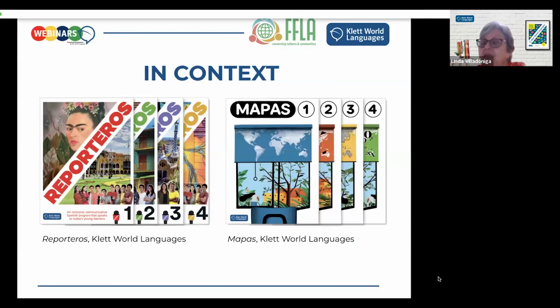Okay, so now we're going to take you through Reporteros 1, 2, and 3. 4 is coming out this year, and Mapas 4, so that you have an idea of the kind of activities that are part and parcel of our textbooks. If you have not had a chance to look at them and feel them and touch them, I strongly advise you to touch base with the marketing department at CLET and get a copy so that you can look at it, because they are truly a wonderful textbook. Next page, please.